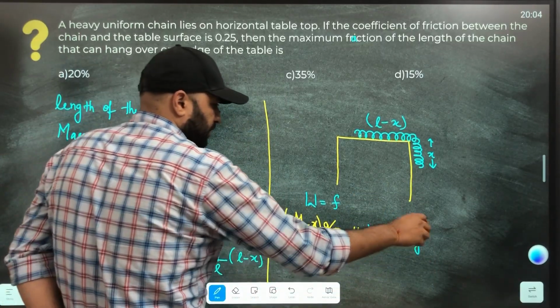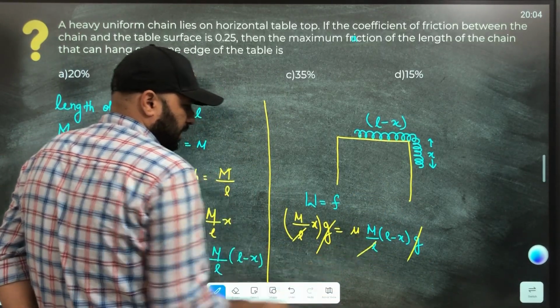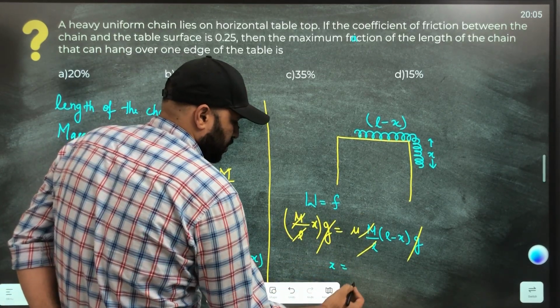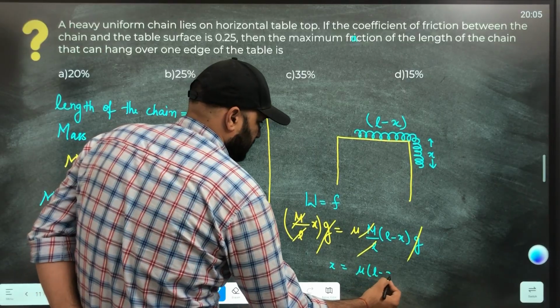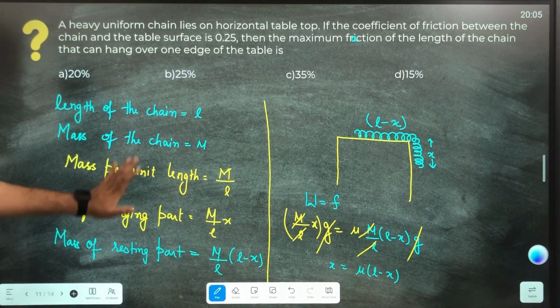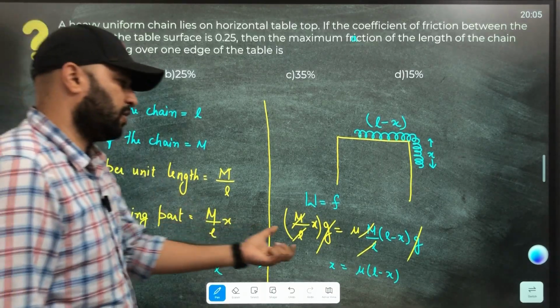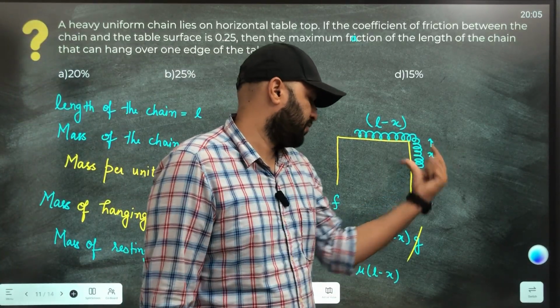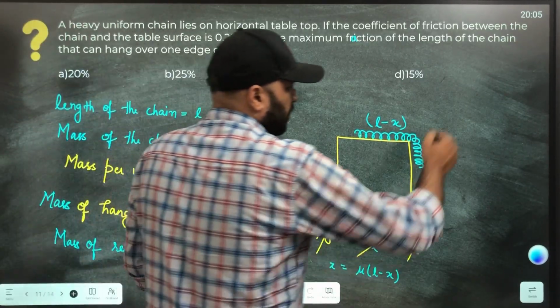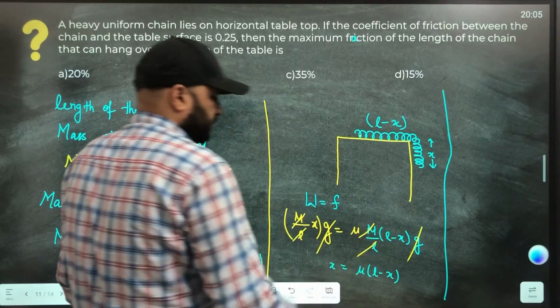Let's cancel out L with L, m with m. We are left with X equals mu times (L minus X). I hope this is clear. Up till here everything is clear. We got an equation, and X is the part we have to find in terms of L. So I am just solving this whole problem over here.